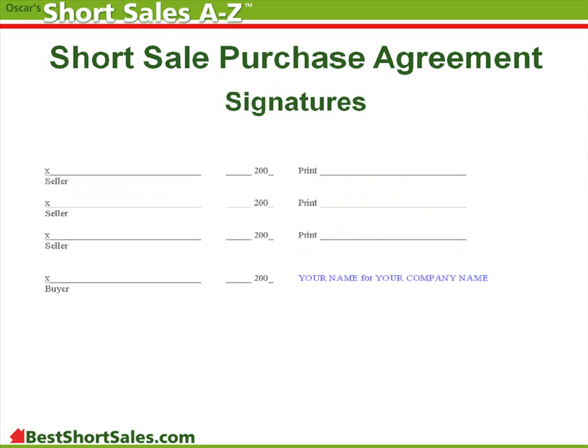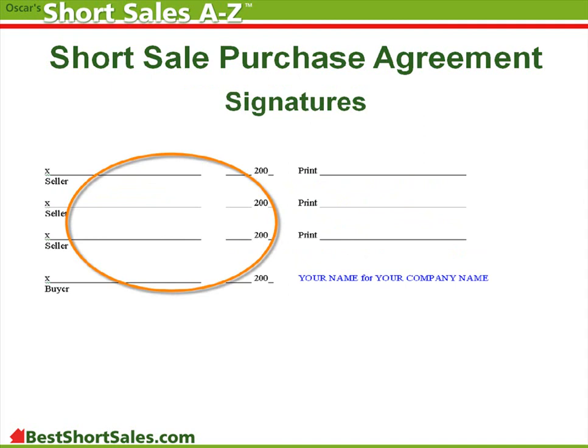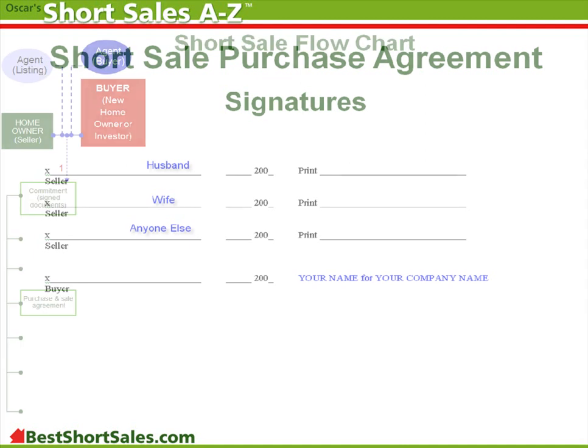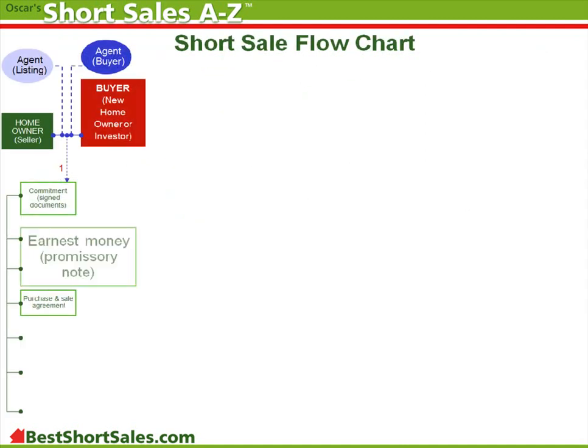Signatures. It is evident that everyone on the title should sign. Sometimes an additional person other than the husband and wife may be on title. Husband and wife and anyone else must sign. Otherwise, the contract is not binding in any way. Getting back to the flow chart, the next item is earnest money.